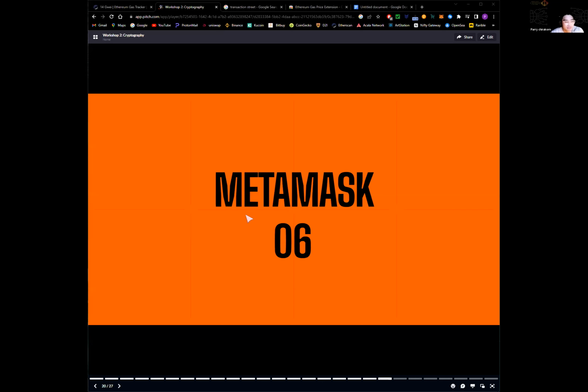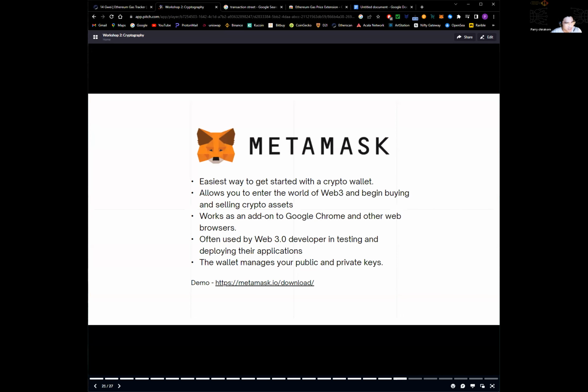I'll share my screen here. So yeah, MetaMask is a hot wallet, so you don't want to keep funds on this for a long time. And I'll set it up for you.